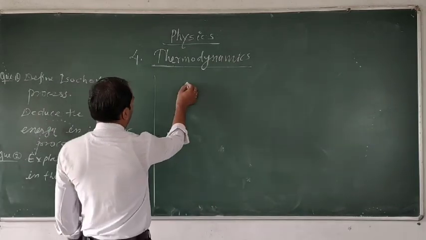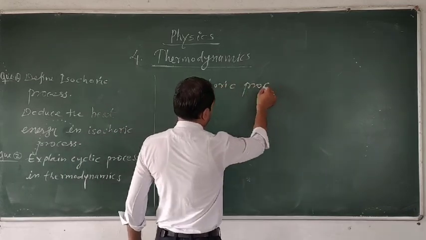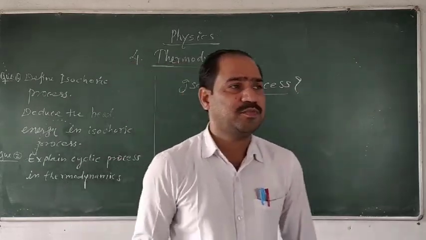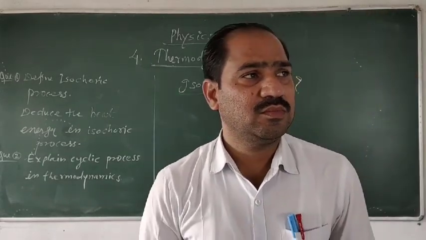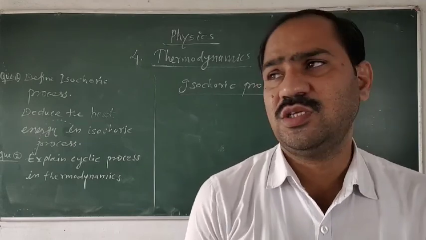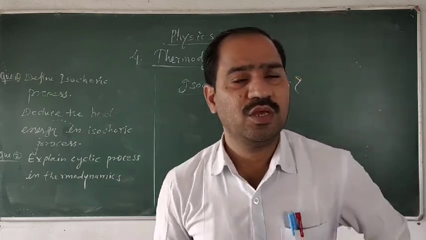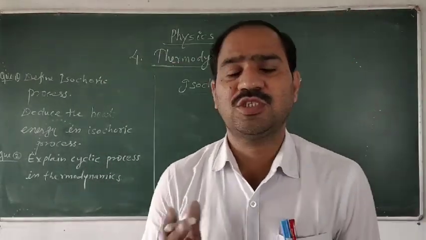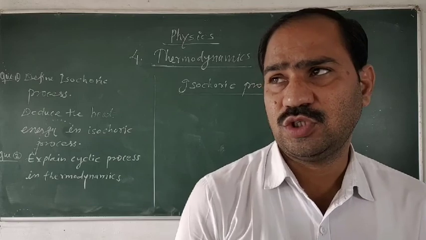First of all, you have to know what we mean by the isochoric process. Previously we have seen the isothermal process. In the isothermal process, the temperature remains constant. The second process we have seen is the isobaric process. In that process, whatever changes occur in the system and surrounding, but at constant pressure, that process is known as the isobaric process.